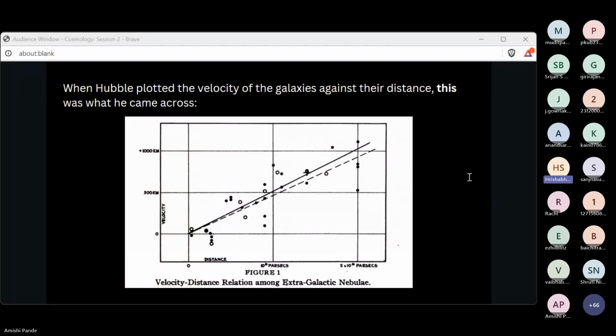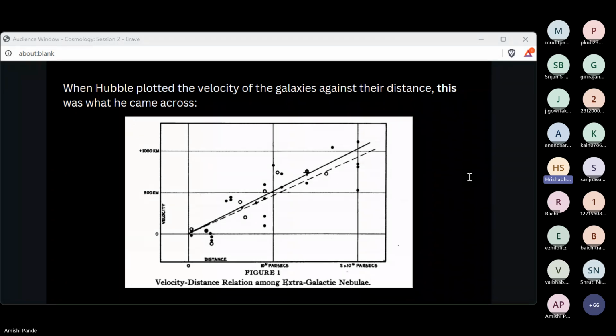What Hubble saw, when he plotted it, was that the interesting thing was not that galaxies are moving away. As we saw, it was already kind of known by 1925 that galaxies are moving away. It was the relation that Hubble found when he plotted these galaxies against how distant they were. He found that they follow a linear relation.